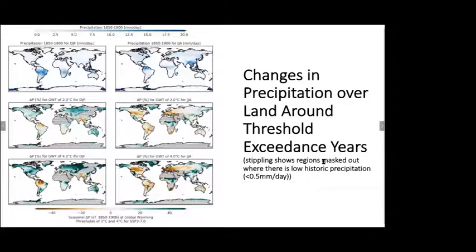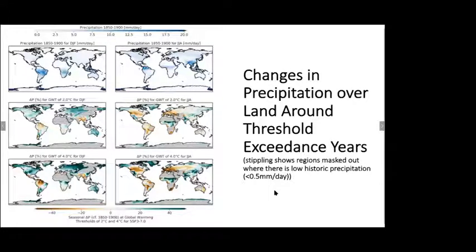So, changes in precipitation. Some things that I can highlight over here. First of all, we thresholded this data, so we removed anything that had rainfall less than 0.5 millimeters per day. And again, just to reiterate, we're looking at 20-year averages around the years of threshold exceedance, and we're looking at the anomalies compared to the 1850 to 1900 period to look at the change. So the stippling here indicates regions that we didn't consider because of very low rainfall, that is, less than 0.5 millimeters a day.